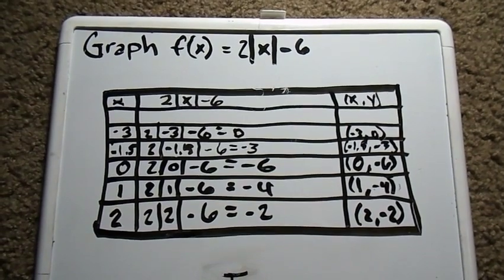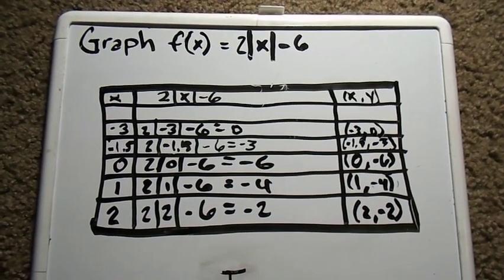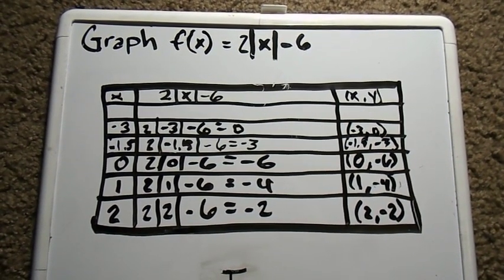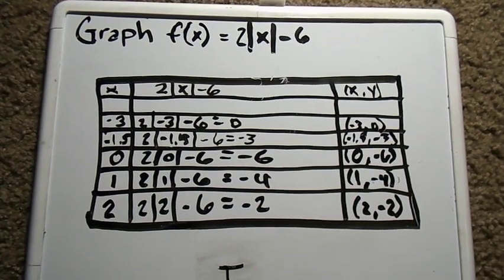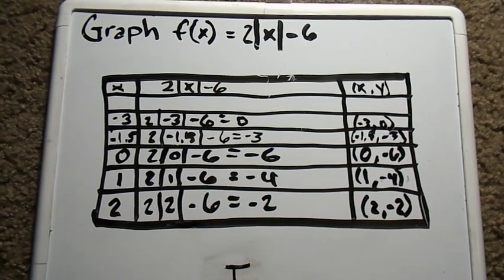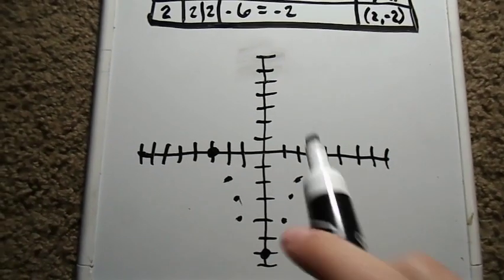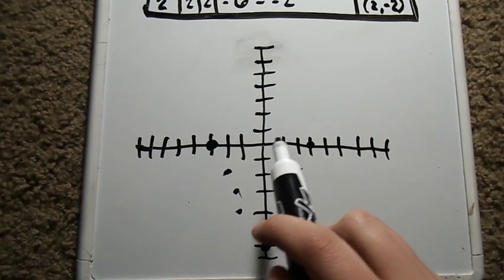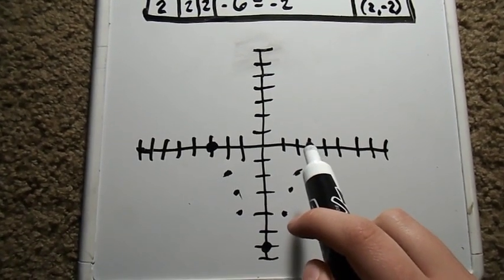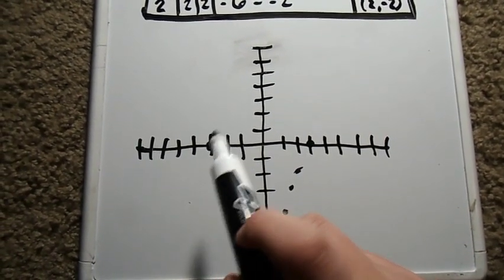Next, I plugged in negative 3 for the x value. And when you do 2 times the absolute value of negative 3 minus 6, you get 0. So your points would be negative 3, 0, and then positive 3, 0. You can go over negative 3, 0, and then go over positive 3, 0.